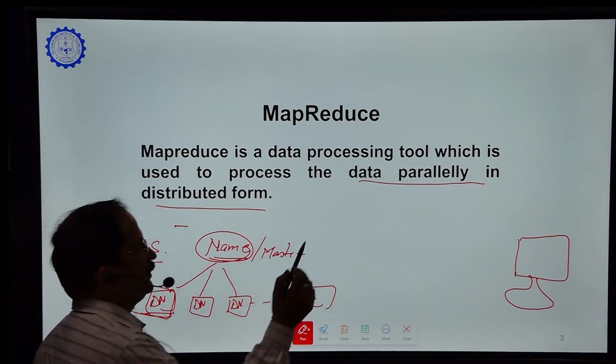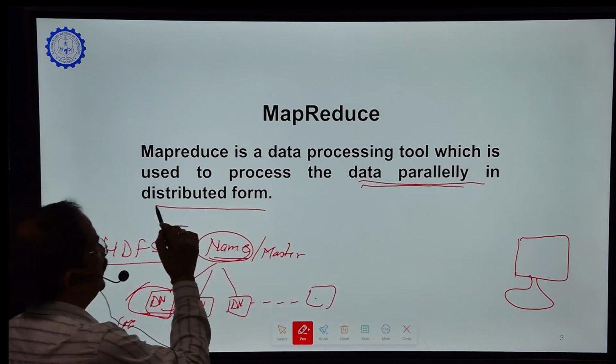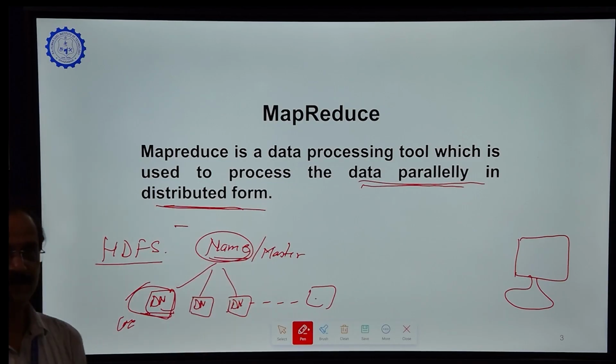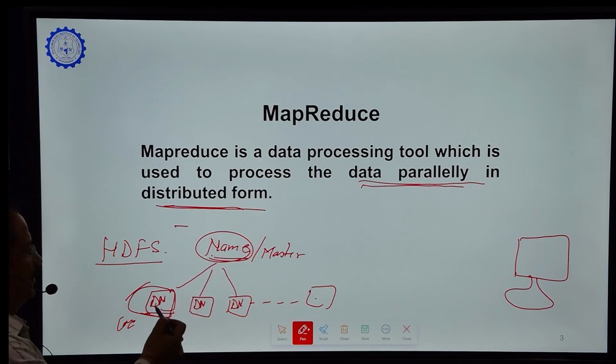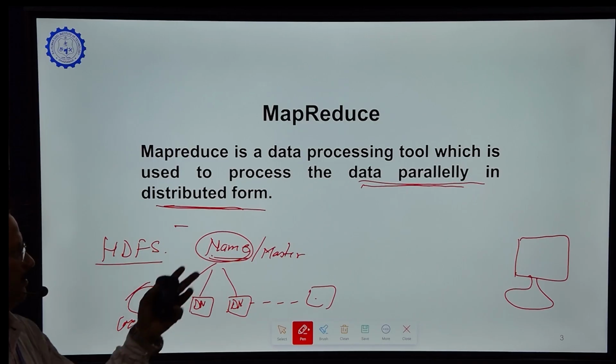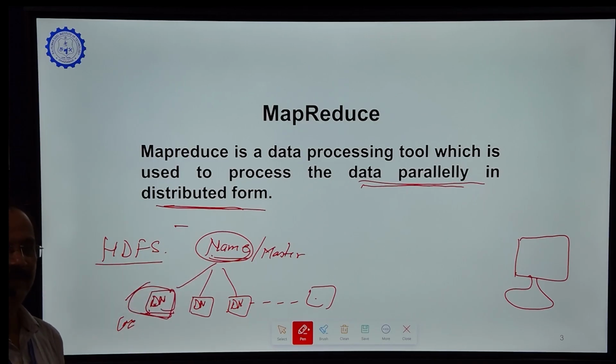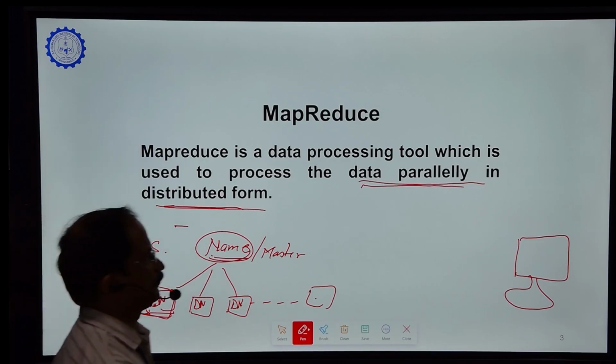To minimize this, the data is processed in parallel and distributed, with respect to parallel programming. So parallel processing means parallel distribution. Here the data is processed on each machine, and the resultant comes to one place, the name node, which collects the results from the various data nodes and provides the final result.